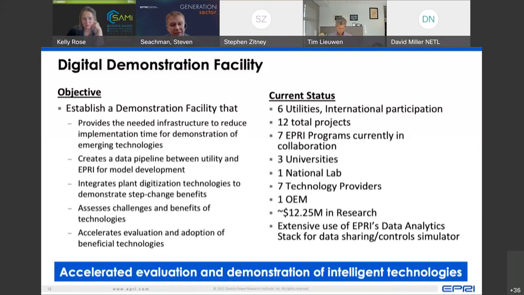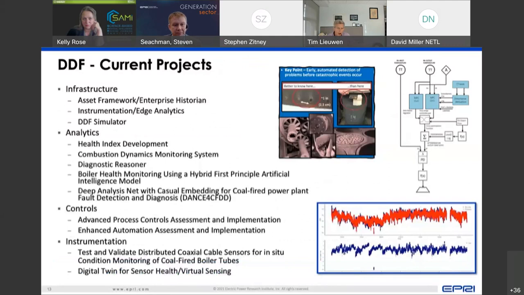You can see that there's lots of collaboration going on internally at EPRI, as well as external. We have 3 universities, a national lab, and 7 technology providers, as well as an OEM that's been involved in those projects. So very excited that we have this up and running, and we're looking to see those benefits of those multiple demonstrations going on at one site. So this is just an overview of those projects going on. I just wanted to provide that to you as the working group.